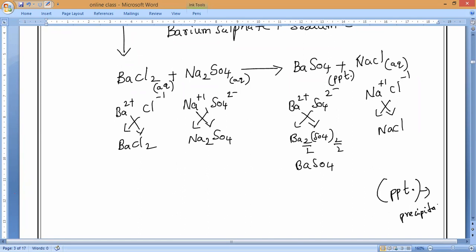Sir, should we put a down arrow for precipitate? Yes, a down arrow also we can keep. The standard one is PPT, or else we can keep a down arrow also. Nothing wrong. For gas, an up arrow. I will teach you that while making the equation more informative. This is the first example.